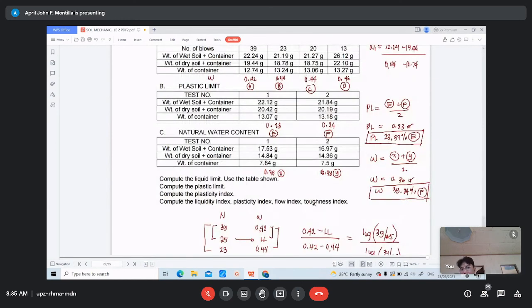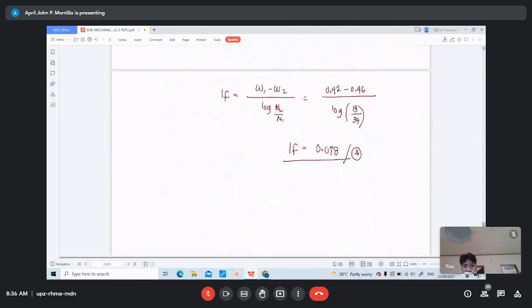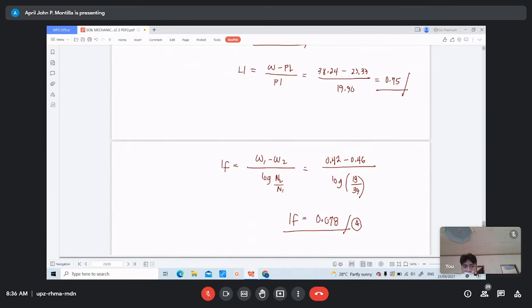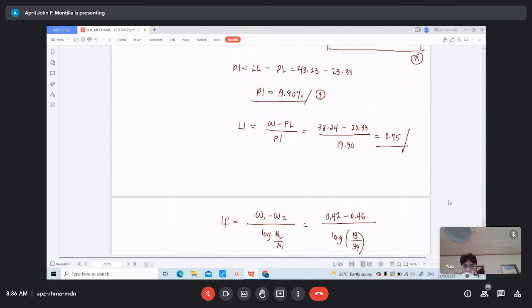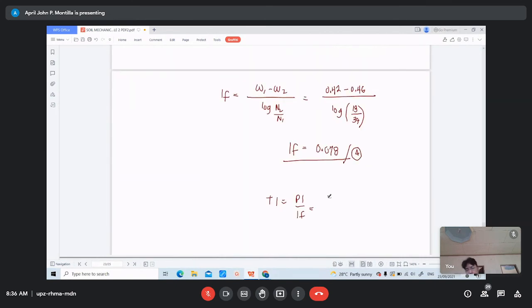And then, the last one is compute toughness index. Toughness index TI, that is PI over IF. Ano ba yung plasticity index natin? That is 19.90. Naka-store kay Y. 19.90 over flow index 0.078.